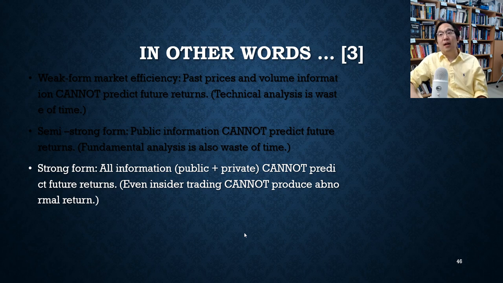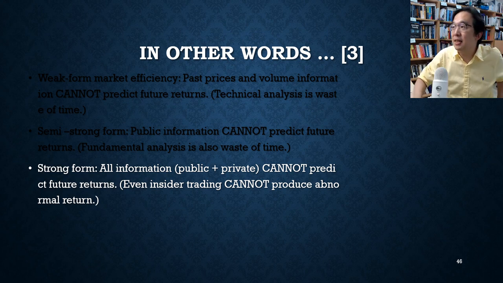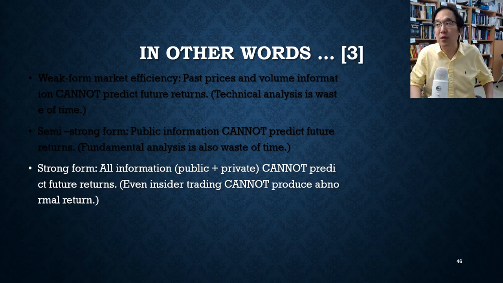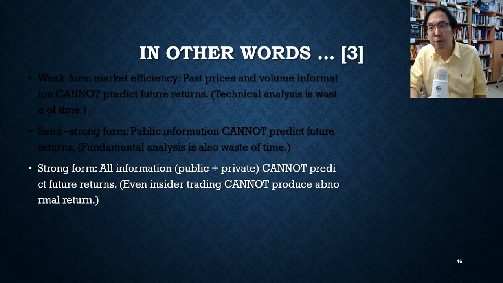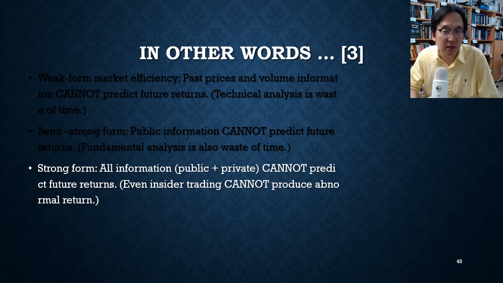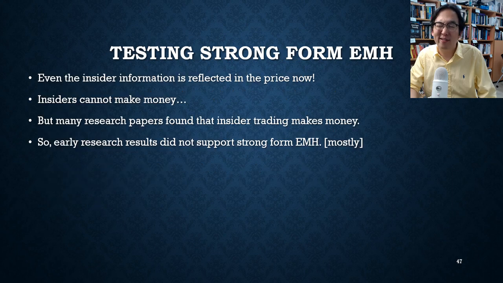So that's it. What is left is the secret of the company's private information. Does it get priced? If it gets priced, we say the market is strong form efficient. Even your company's secret gets priced. Well, do we find supporting evidence? And the answer is no.